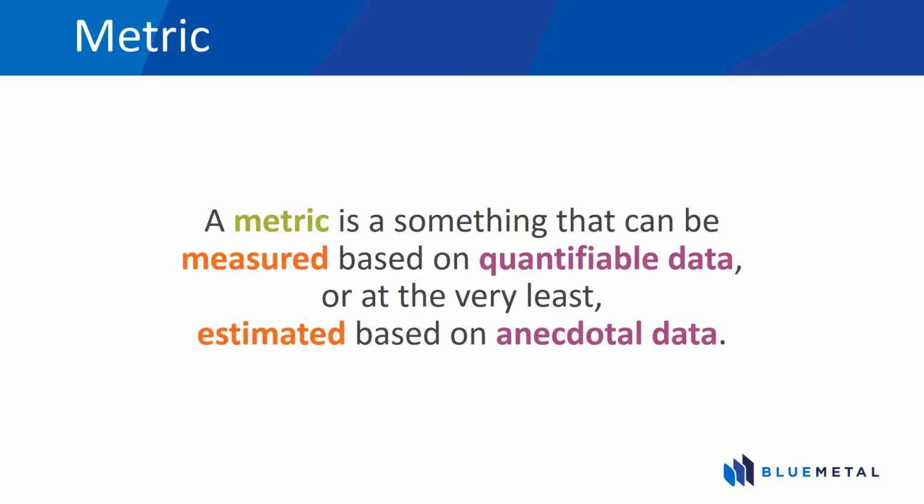We've got the word metric here. The metric is a measure. It's something that can be measured, and that's based on quantifiable data. At the very least, if you can't quantify something, you want to try to estimate it, and you can usually do that based on anecdotal data. But a good example here is if you went to your doctor's office, so a specific visit to your doctor, and the example of a metric could be your heart rate at the time, or maybe your blood pressure.